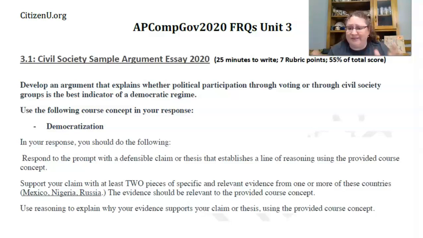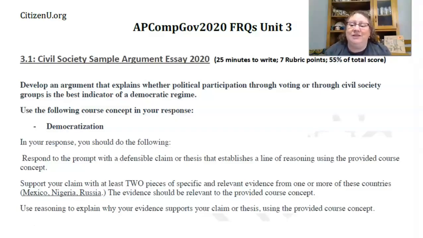You could also use that statement that it is a known correlation that the more active civil society you have, the more political participation you have. I would use that as my example to prove that I'm right. I would then use Russia and talk about how Russia doesn't have an active civil society. And while they have a pretty decent voter turnout, they're not a democratic regime.